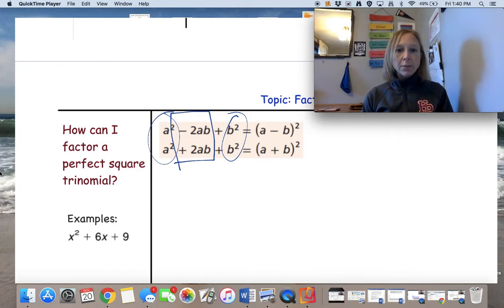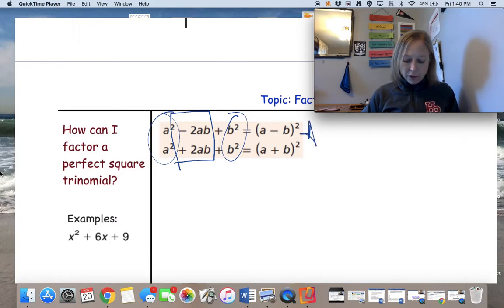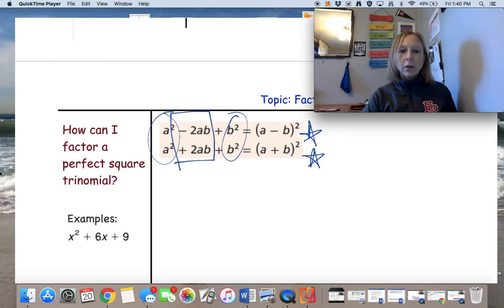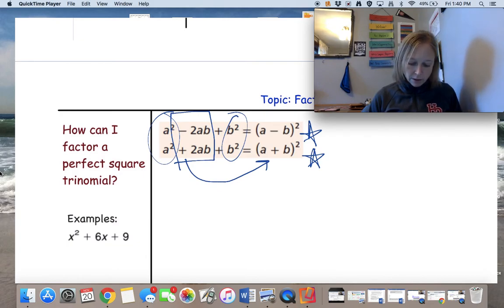And when we have these perfect square trinomials, we can factor them by just taking the square root of the front and the back, and then we use a plus sign if the original has a plus sign in the middle, we use a minus sign if the original has a minus sign in the middle. Let's try a couple.